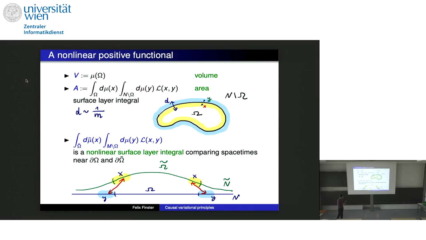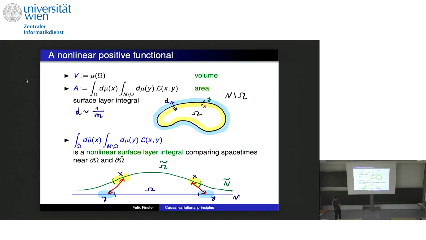And now in typical examples, well, I haven't specified the Lagrangian here yet, but if you consider concrete examples, then the Lagrangian typically decays if the points x and y are far apart. And the corresponding length scale is, say, the Compton length, if you want to make this specific. So as a consequence, you only get a contribution if these 2 points here are sufficiently close together. And since one is inside, one is outside, this means that both points need to be near the boundary. And this is what we call a surface layer integral. And this is how we can define the area of this region.